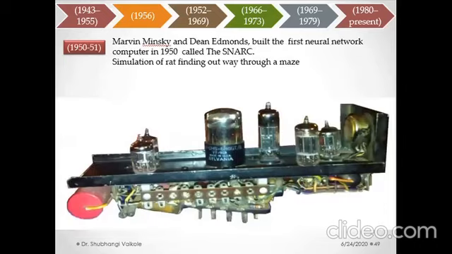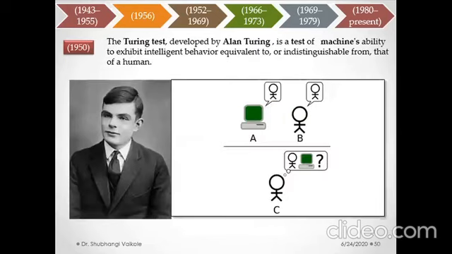Then in 1950 to 51, Marvin Minsky and Dean Edmonds built the first neural network computer in 1950 called the SNARC, a simulation of a rat finding its way through a maze. So this network model is designed consisting of a maze, where a simulation is done.